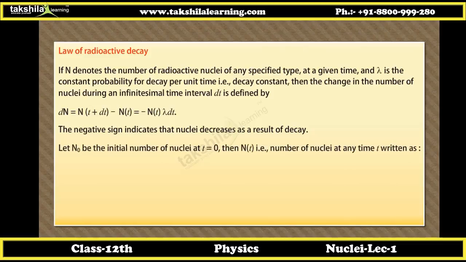Let N0 be the initial number of nuclei at t = 0. Then N(t), that is the number of nuclei at any time t, is written as N(t) = N0 e^(−λt). Let R be the decay rate, which can be defined as R = −dN/dt. Name it as equation 1.